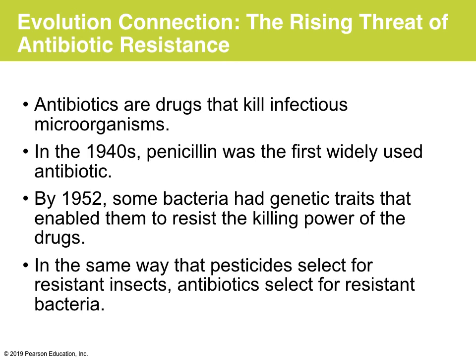Well, back in the 1940s, penicillin was the first widely used antibiotic. By 1952, some bacteria had genetic traits that enabled them to resist the killing power of the drugs. In that same way that pesticides selected for resistant insects, antibiotics select for resistant bacteria. Right? The ones that survive have the resistance and are what? Have a higher relative fitness. They're leaving more offspring.